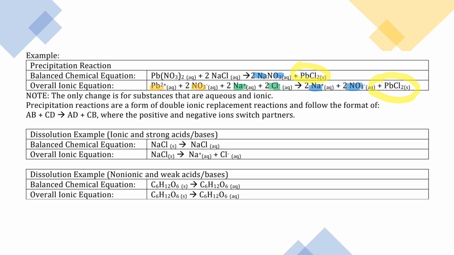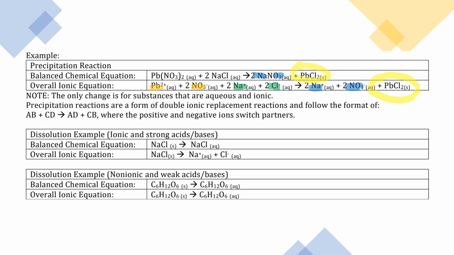So here's an example of a dissolution, ionic and strong acids and bases. Your balanced chemical equation, like if you put a solid into a solution, so NaCl solid, it's put into solution. So it will ionize when it's aqueous, but for now it's on the left side, the reactant side, it's a solid put in, so that does not ionize on that side.